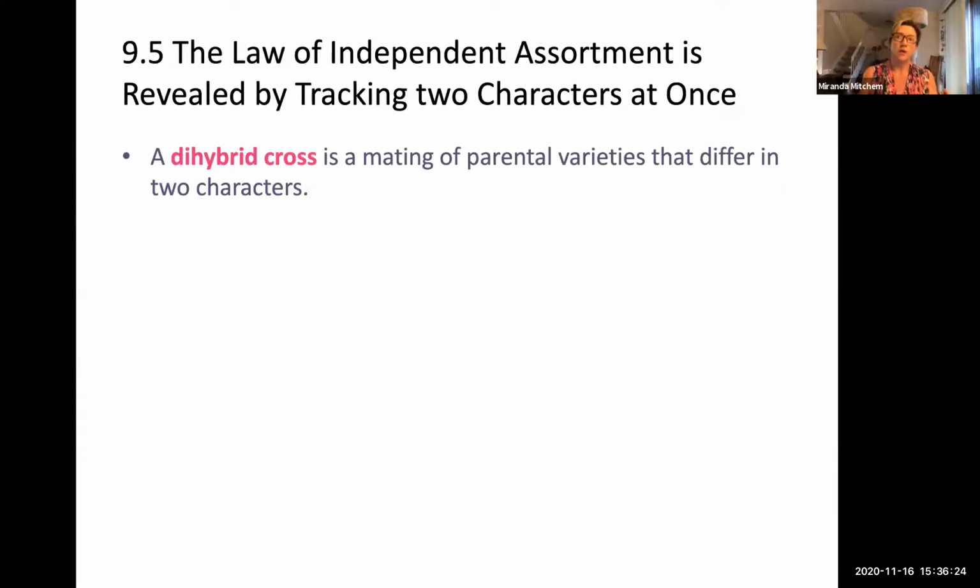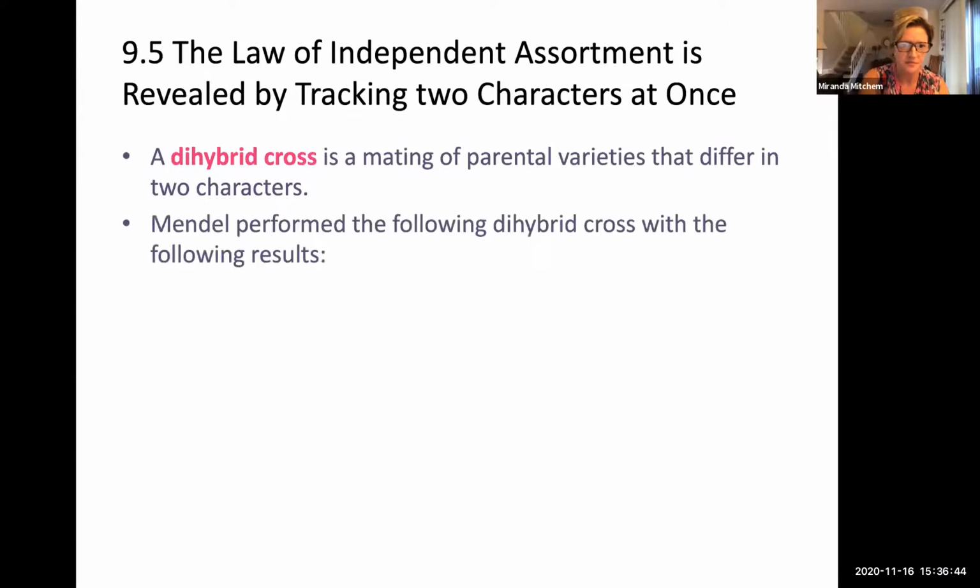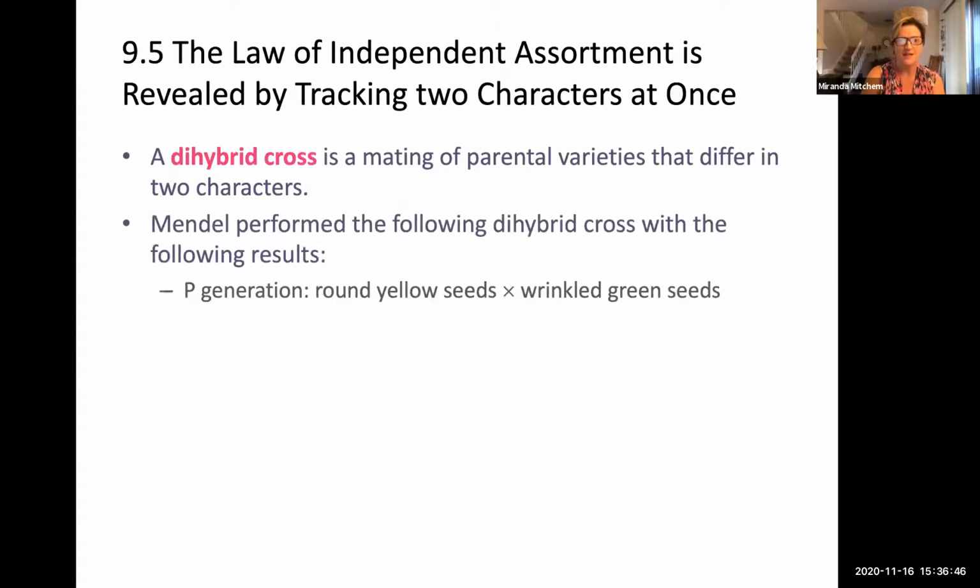All right, so we've been looking at monohybrid crosses, but there is what's called a dihybrid cross. And this is when the parentals differ in two characters. A dihybrid cross is the same thing as two monohybrids put together, but we can just do it as a dihybrid cross as well. So Mendel did this.